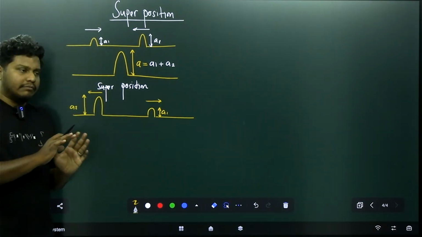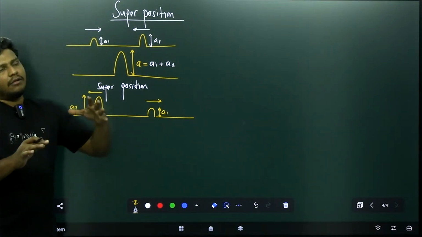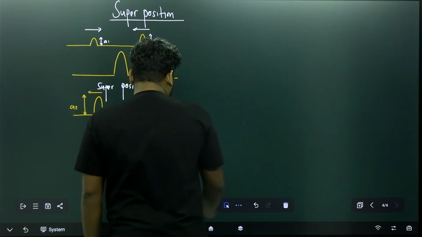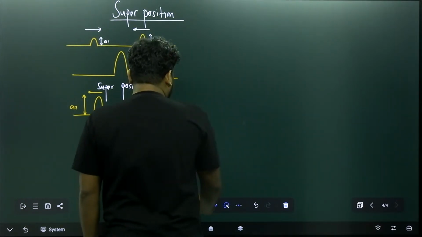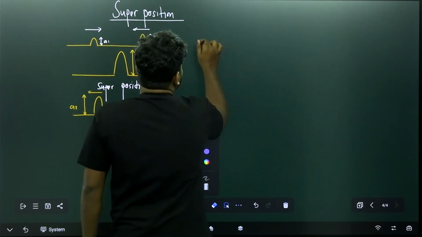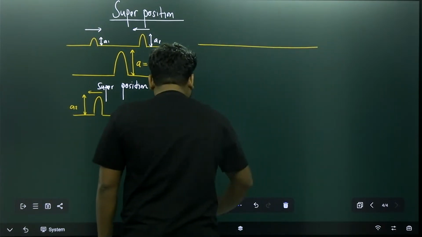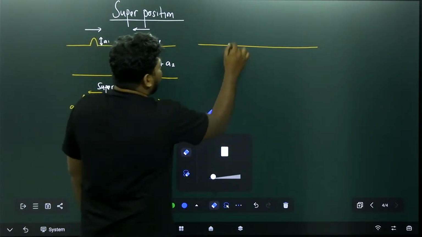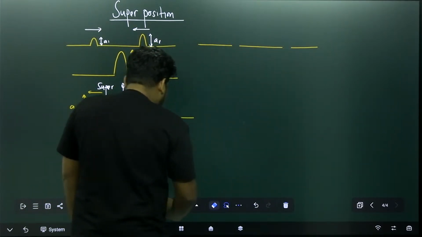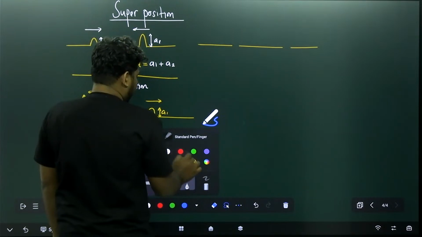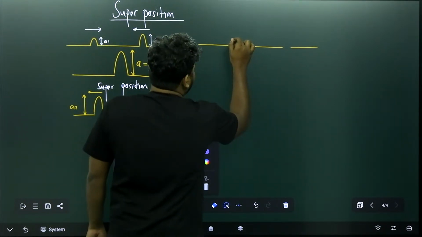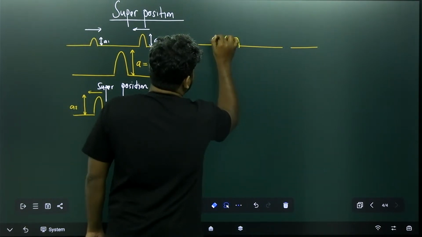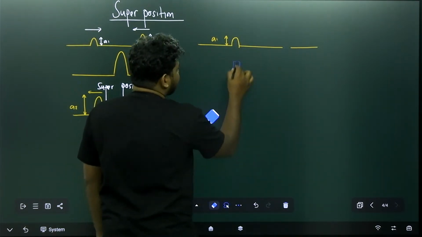Sometimes the negative of this also happens. This is also superposition. There are two pulses. I am creating two pulses here, something like this. This is A1, the amplitude is A1, and this is A2 now.